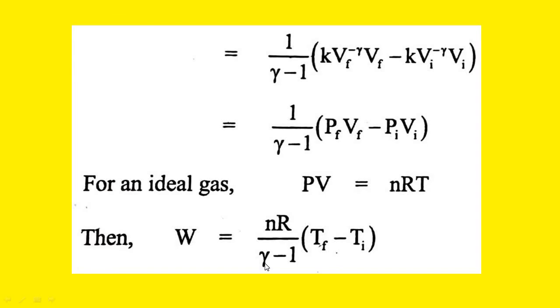We know this gamma is Cp by Cv, which is always greater than 1. We know that an expansion process is work done by the system, which is a negative quantity. So work done is negative. So in order to have a negative quantity, clearly this Tf should be less than Ti. That means during adiabatic expansion, temperature decreases. And during compression, W is positive, so Tf should be greater than Ti.